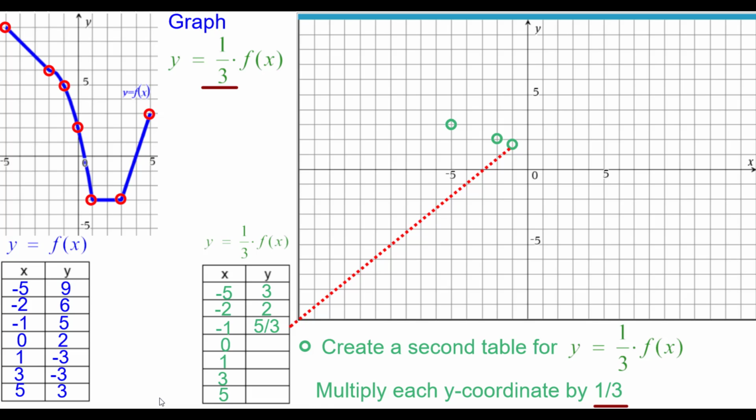Go ahead and finish the table, plot the points, press pause as needed, and then resume when you're ready. All right, so 2 times 1/3 is 2/3, 0, 2/3 is now our y-intercept. -3 times 1/3, -1, 1, -1. 3, -1. And then 3 times 1/3 is 1, so it'll be 5, 1.